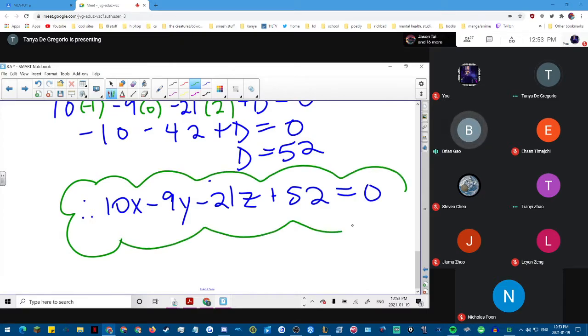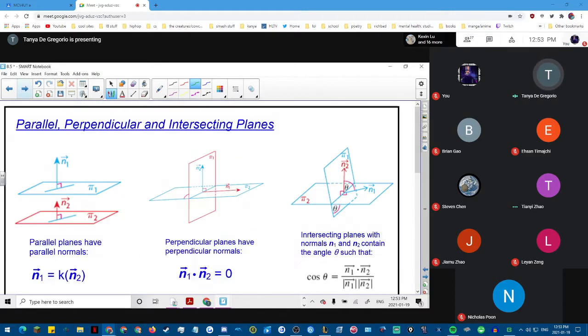We missed. So for Cartesian equations, A has to be positive, right? Always. Correct. Always, always. And only integers. No fractions or decimals. Okay, so let's take a look at some planes.